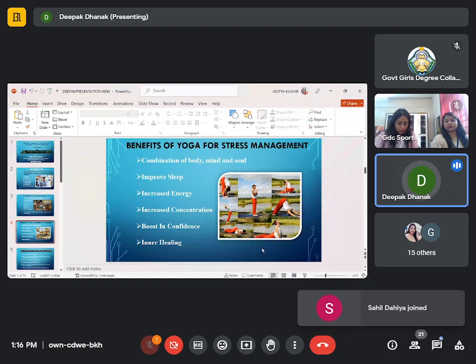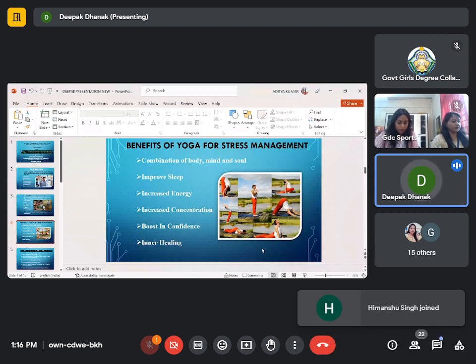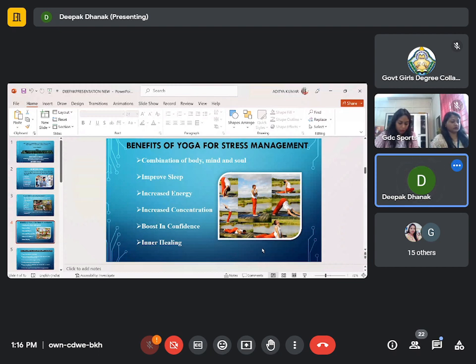Now, the next benefit of yoga is that it increases concentration power. The body is relaxed when stress is overcome. Lack of concentration leads to a confused state of mind. Yoga improves concentration to deal with any situation with calm.